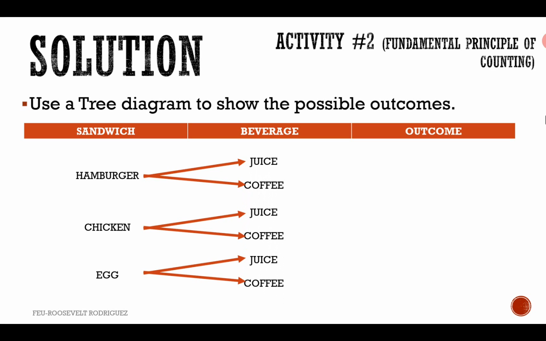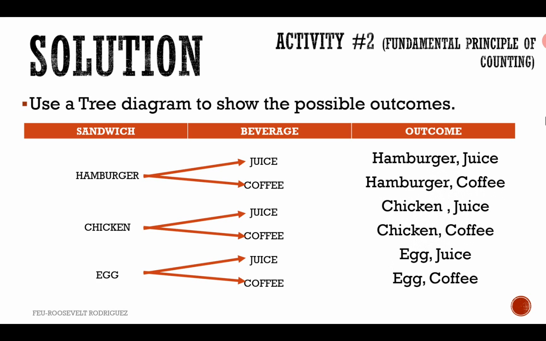So pwedeng prefer ng isang customer na bumili ng hamburger and then juice. Possible din na mas prefer nila yung chicken and coffee or egg and juice. Okay? So to list down all of the possible outcomes and then yung sample space then, combine na natin. So same procedure lang naman. So we have this set of possible outcomes. Okay? Now mapapansin natin, if you want to count the number of possible outcomes, actually meron tayong formula.